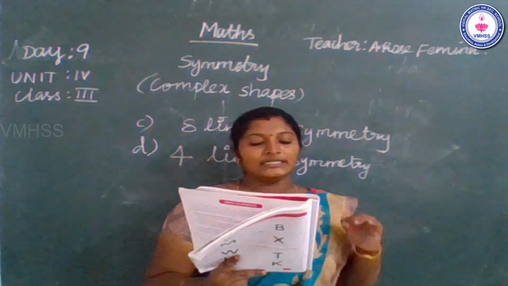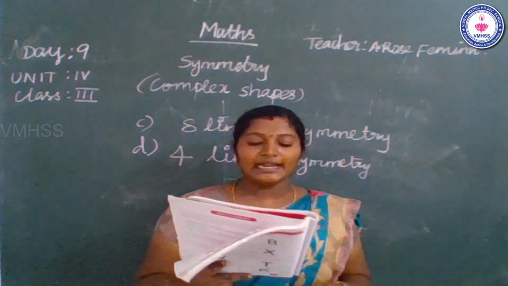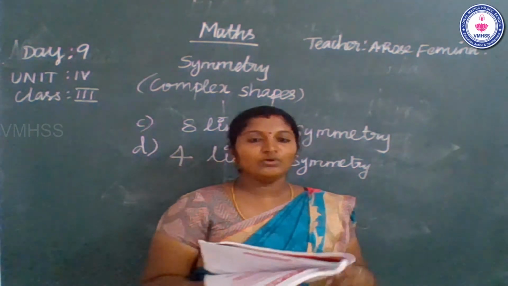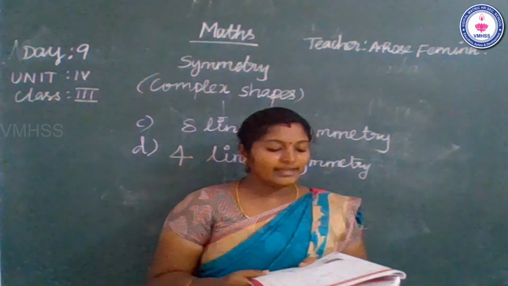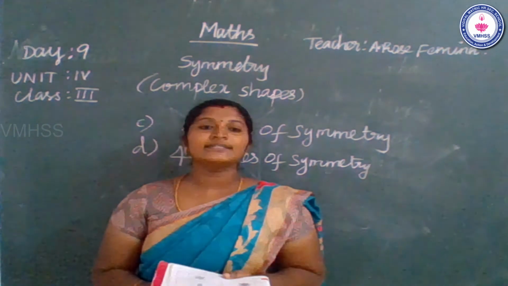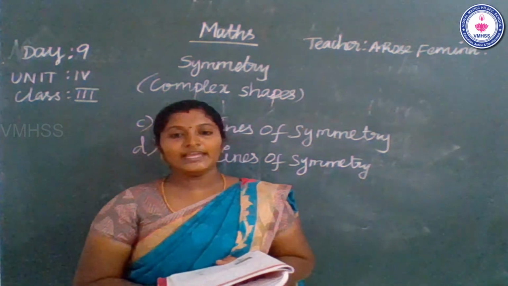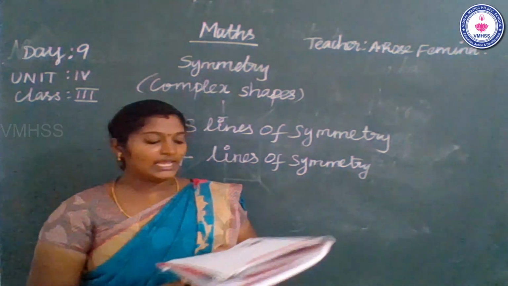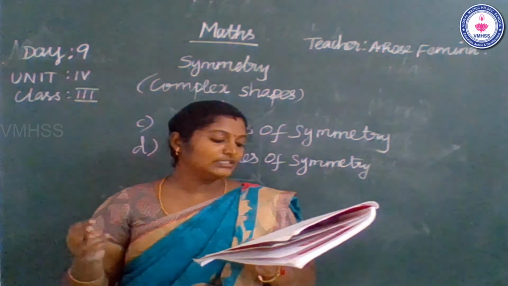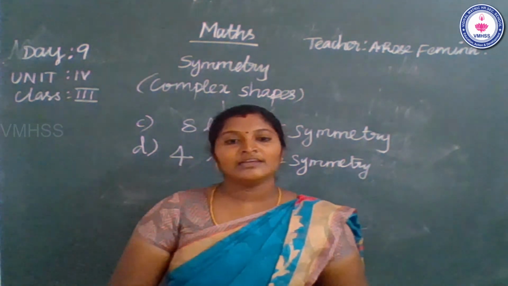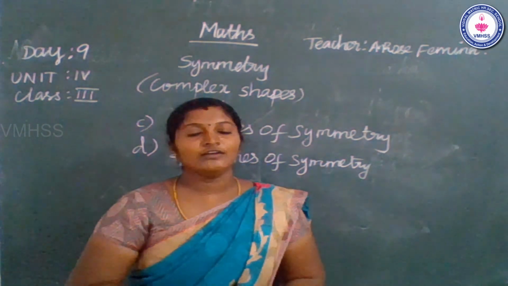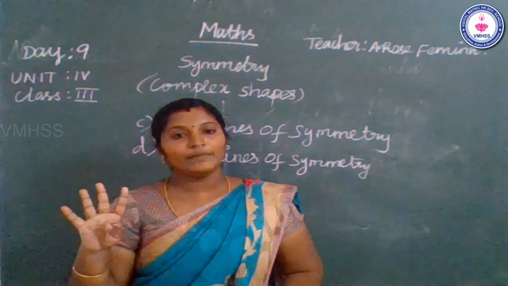So next one, second question. Draw and write the number of lines of symmetry for the shapes given below. Now we draw a line of symmetry. You already know, you write this picture. First one is 4 lines of symmetry. Second one, 1 line of symmetry. Third one, 8 lines of symmetry. Last one, 4 lines of symmetry. Do you understand?